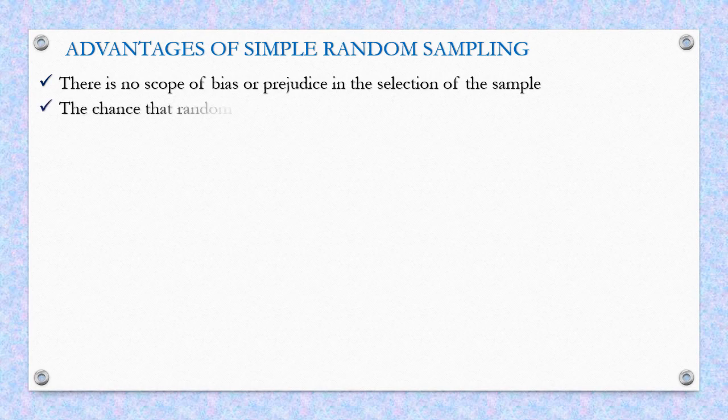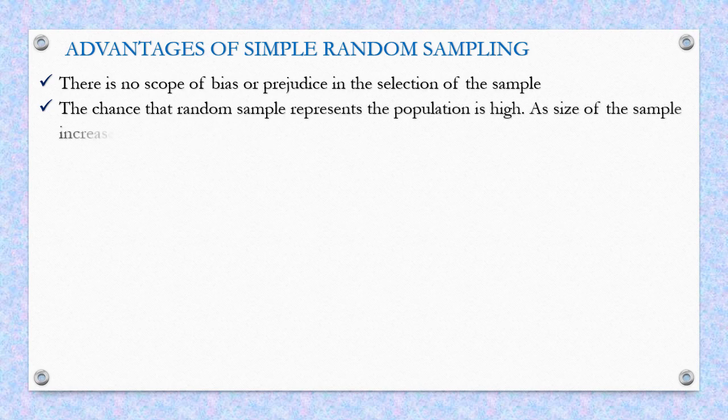Second thing, the chance that the random sample represents the population is high. As the size of the sample increases, it better represents the population. That means with the increase in the size of the sample, the population is represented better, which is our objective. The sample must represent a population. And using this method, if we are selecting a sample, it will represent our population better.